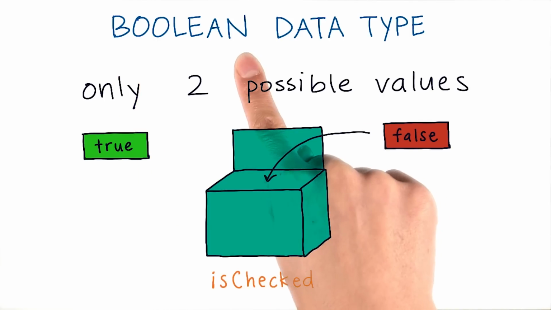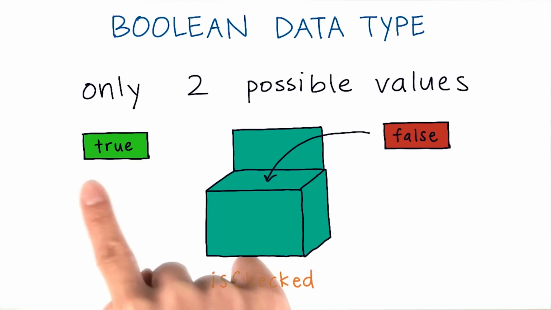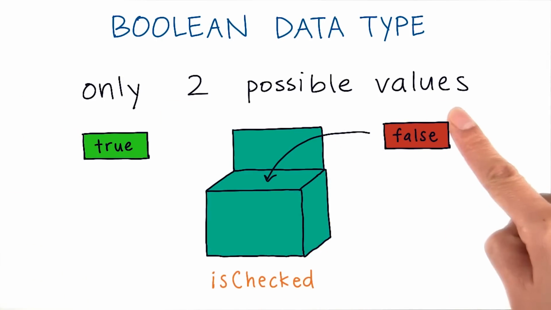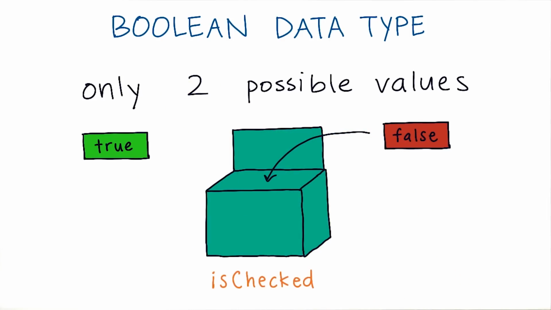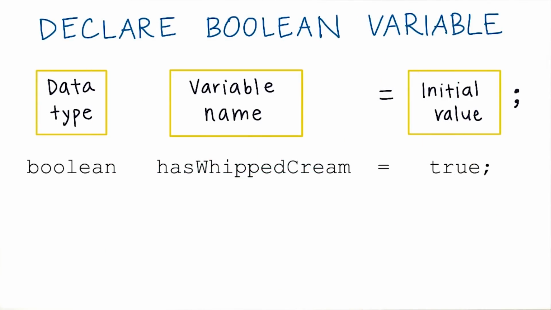A Boolean is great for having two possible states. Then it's up to you as a developer to interpret what true and false maps to. If you need more than two possible states, then you can't use a Boolean. You need to use something else like a string or an integer. Declaring a Boolean variable is very similar to declaring an int. It's not as complicated as creating an object variable. It follows the format of Boolean hasWhippedCream equals true.